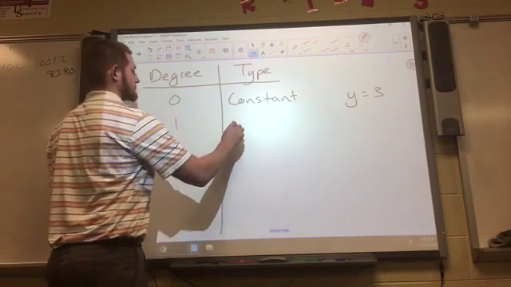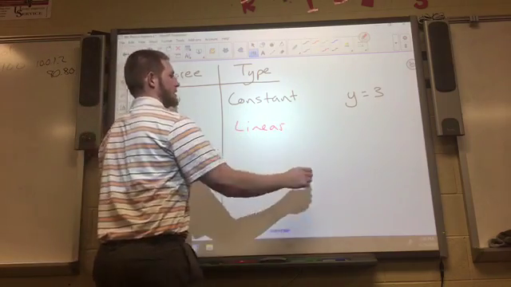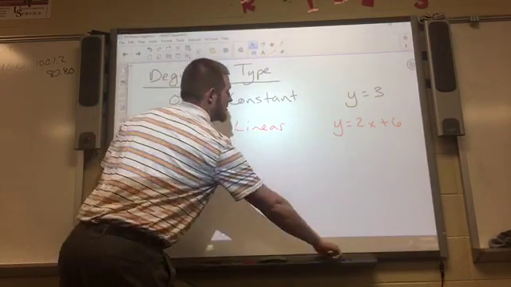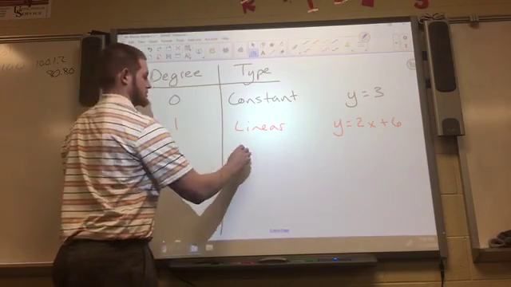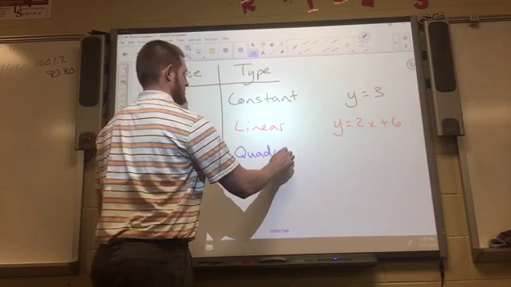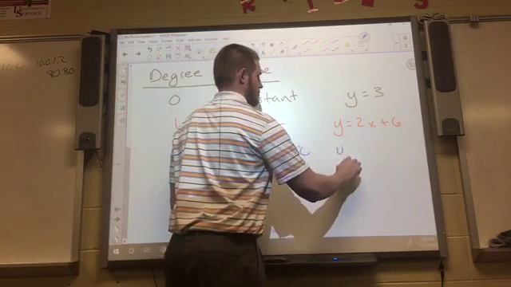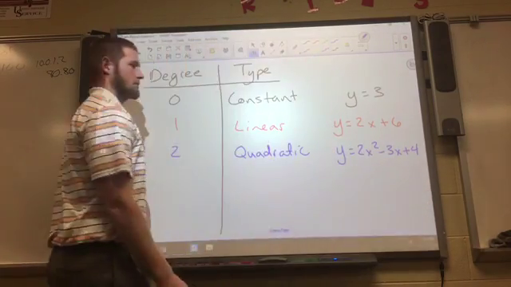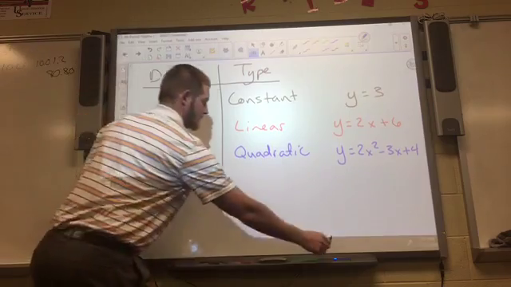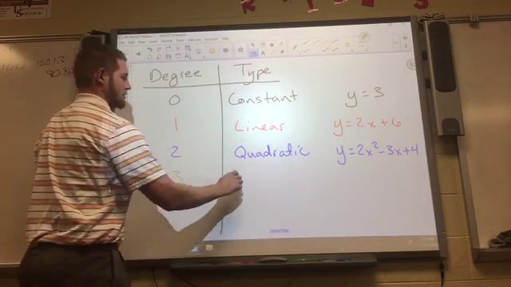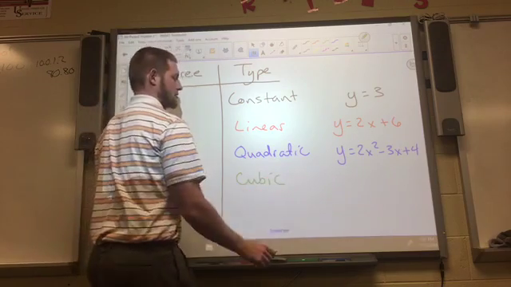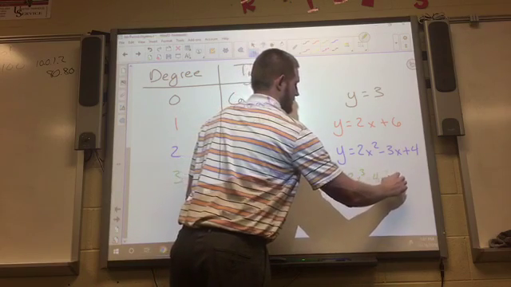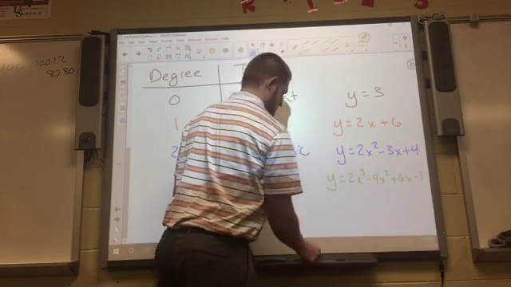First degree is a linear function. An example would be y equals 2x plus 6. Second degree, we just finished talking about. Those are quadratics. Example would be y equals 2x squared minus 3x plus 4. Third degree, we just mentioned, is a cubic. That would be like y equals 2x to the third minus 4x squared plus 6x minus 1.